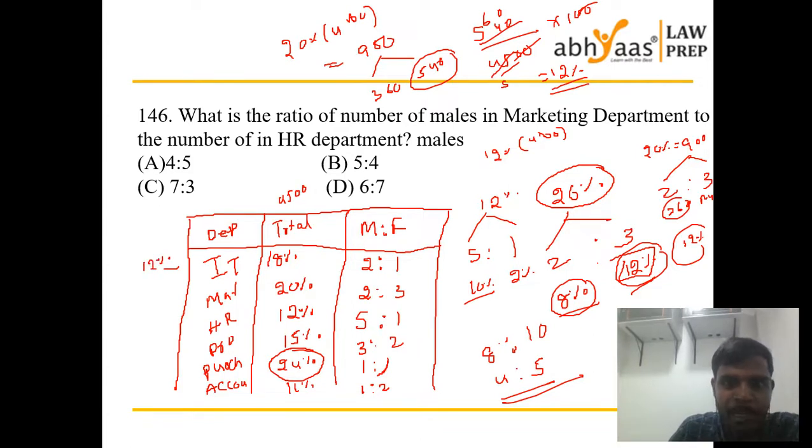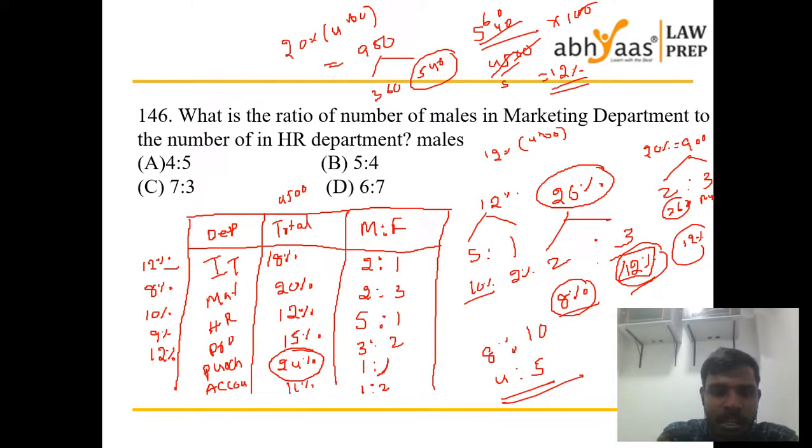Next, in marketing department, out of 20 percentage, male to female ratio is 2 is to 3, which is 8 percentage will be your males. Next, HR department, 12 percentage, I have to divide in the ratio of 5 is to 1. Males are 10 percentage. In the production department, the total employees are 15 percentage. It is 3 is to 2, which is 3 5s are 15, 9 percentage. Production 9 percentage. In purchase department, total 24 percentage, male 12 percentage, female 12 percentage. In accounts, there is 11 percentage, we cannot divide in the ratio of 1 is to 2. But what I am going to do, just look at my solution.